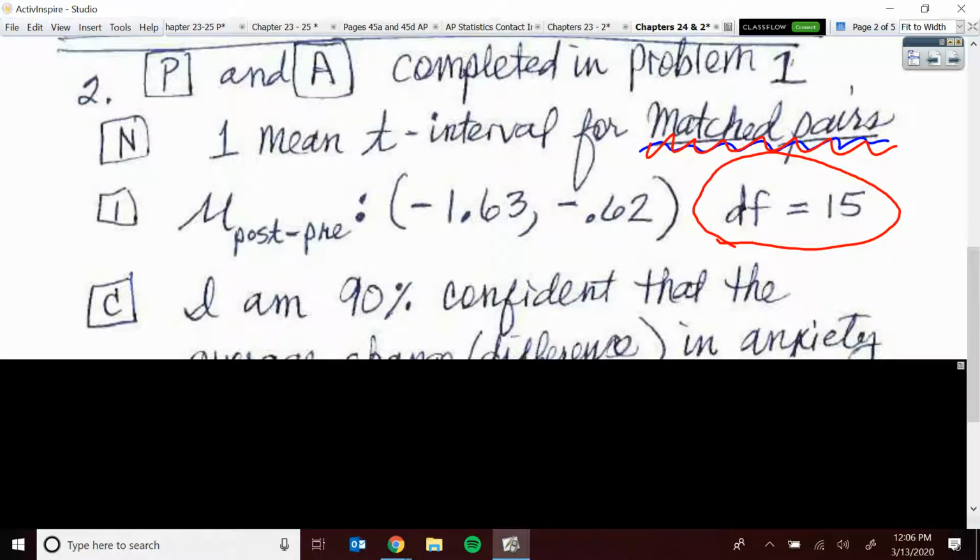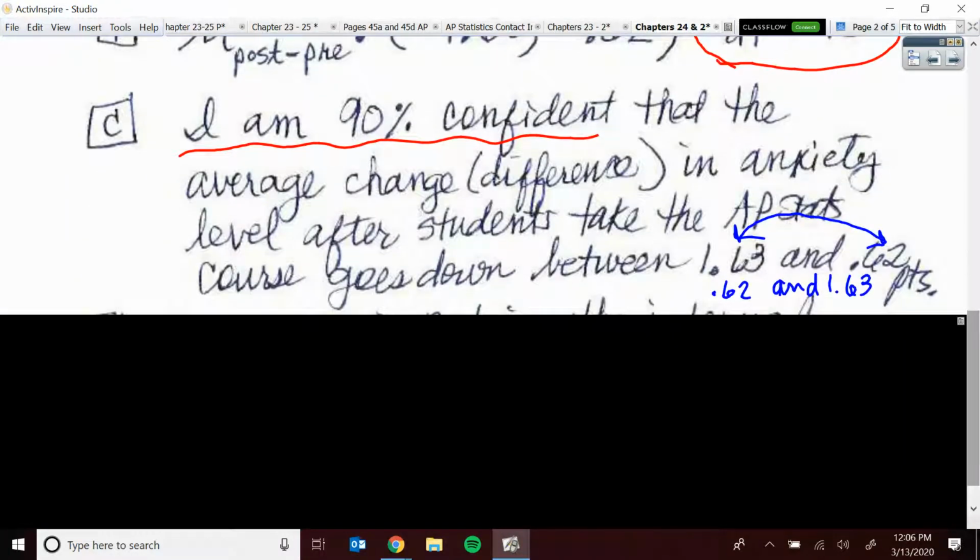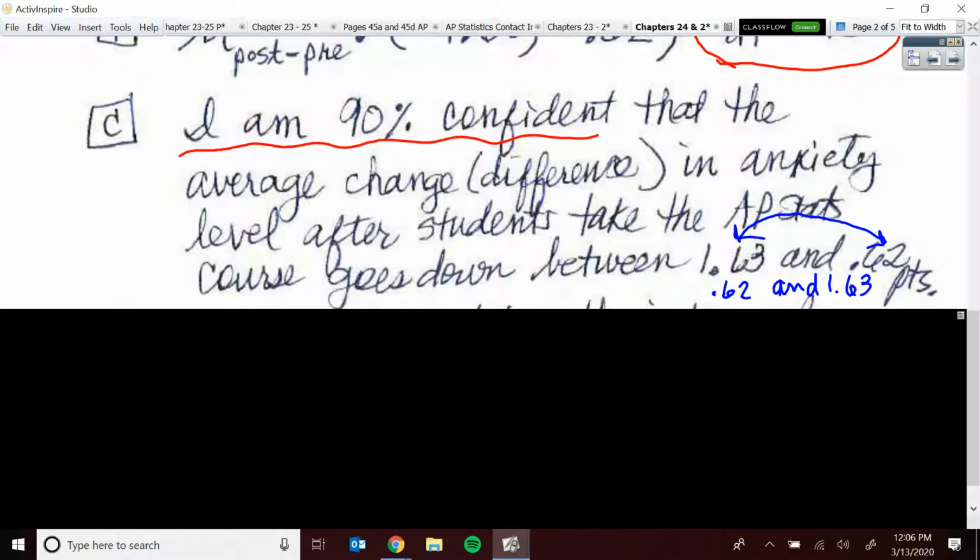I had people leaving this off on the past quiz. I think it was 22 that I graded. I hadn't graded 23 yet. People left this off in their conclusion. I am 90% confident that the average change in anxiety level after students take the AP course goes down between 0.62 and 1.63 points. Do you see how I didn't say negative numbers in here? I indicated the negative by saying that it's going down this much.